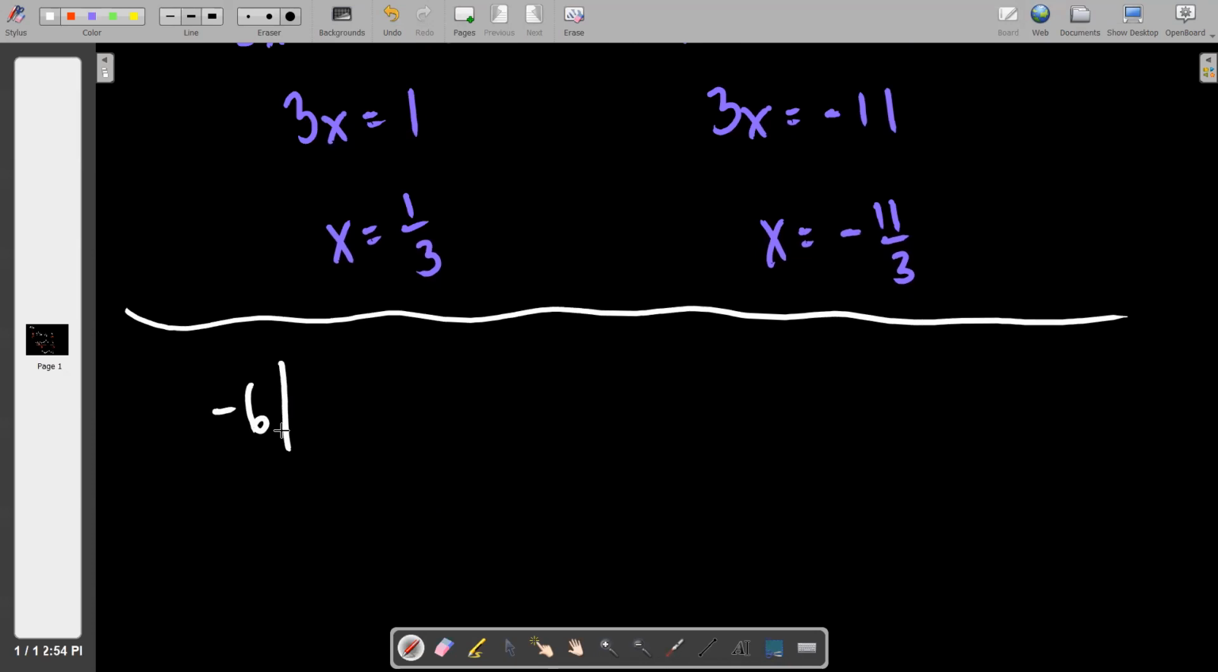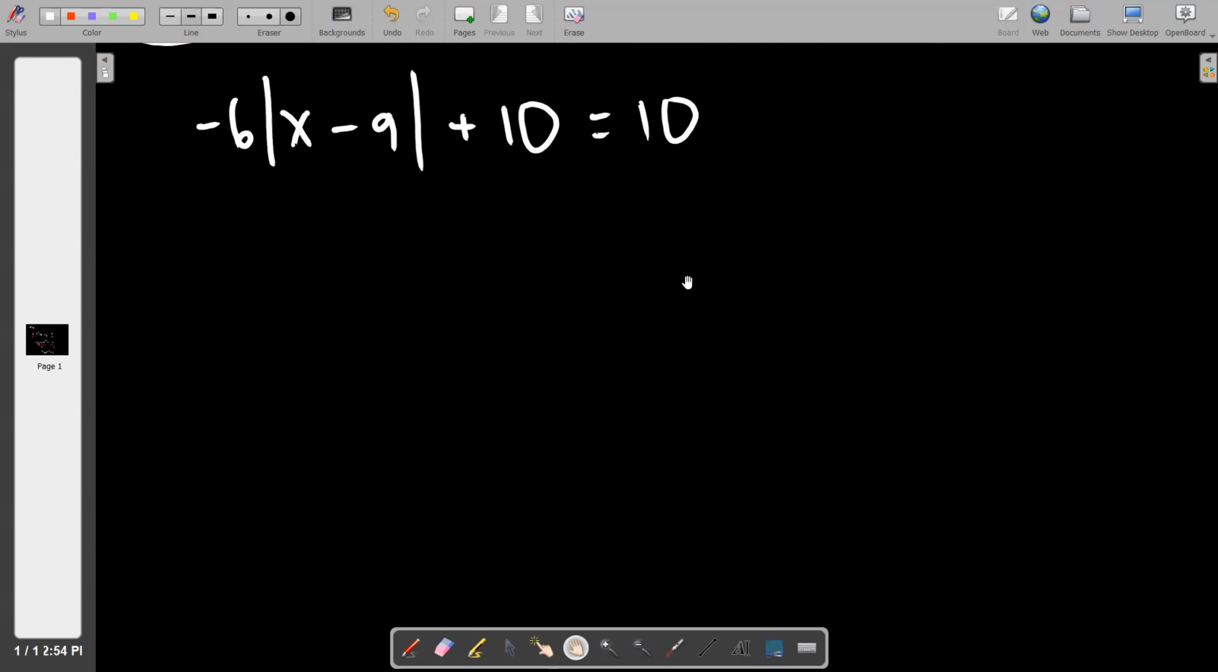So we have -6 times the absolute value of x minus 9 plus 10 equals 10. What would we do first here? Yeah, the same thinking applies. Like we know the -6 eventually has to go poof, but that's just fundamentally not the first thing we would worry about. We got to take 10 away from both sides.